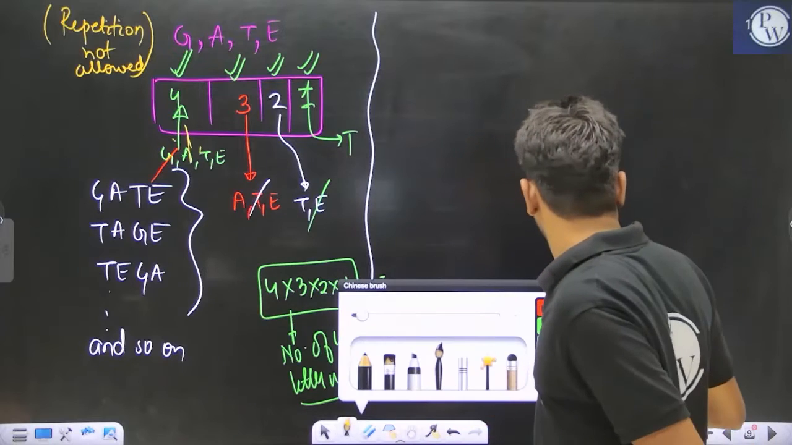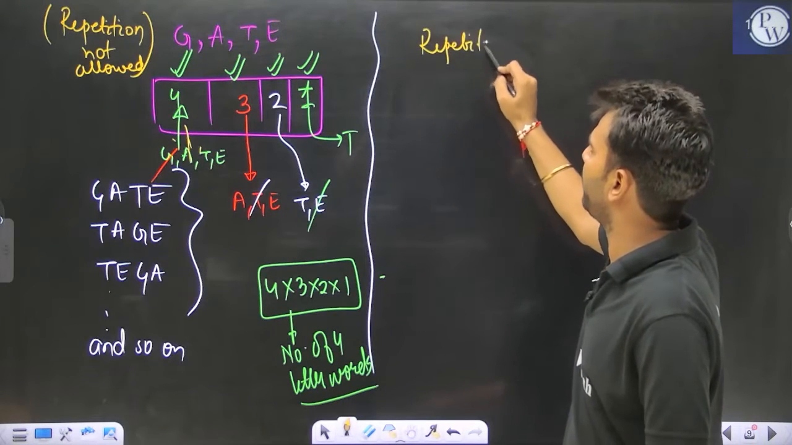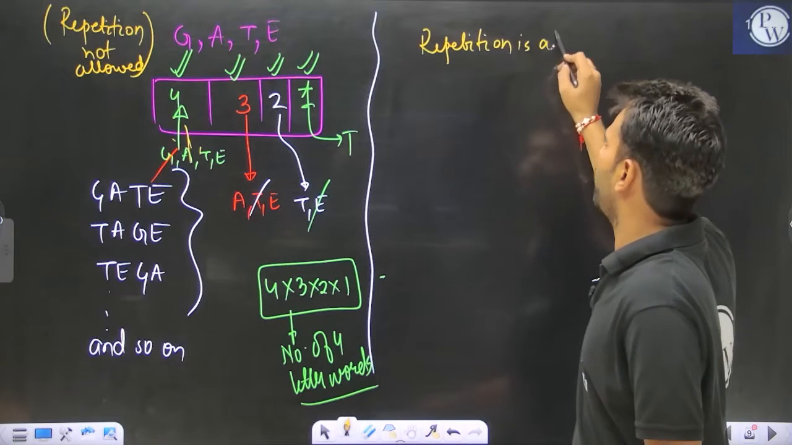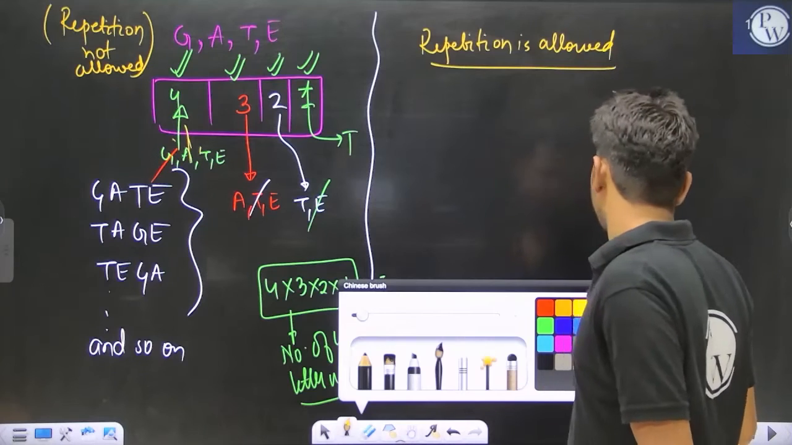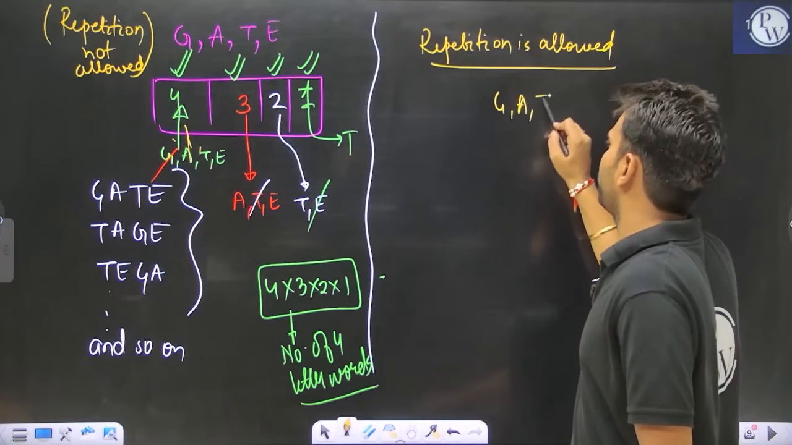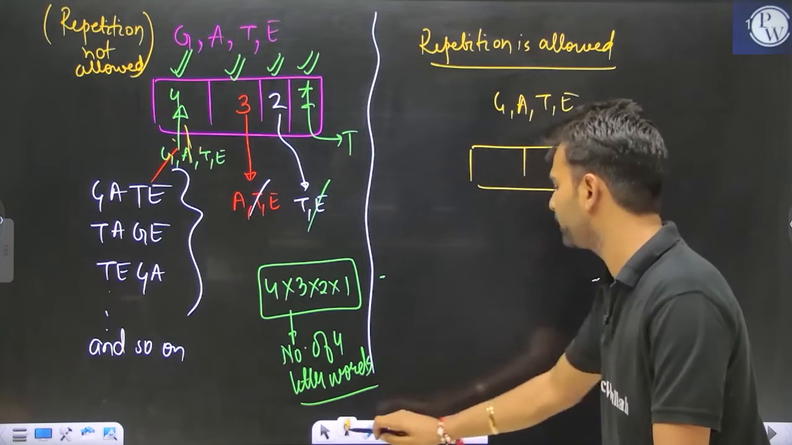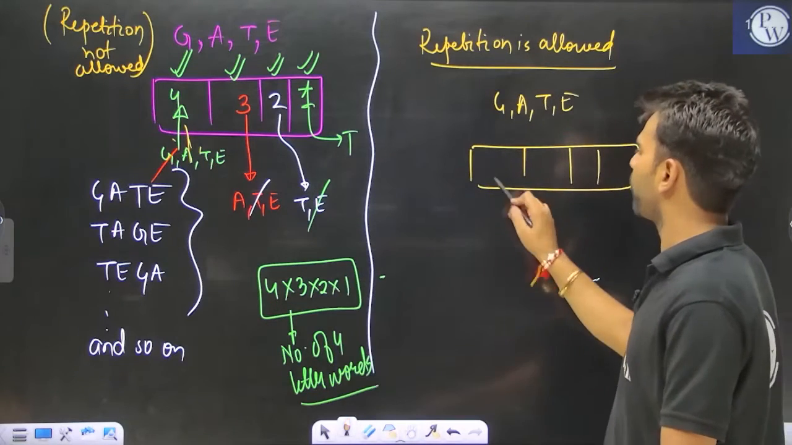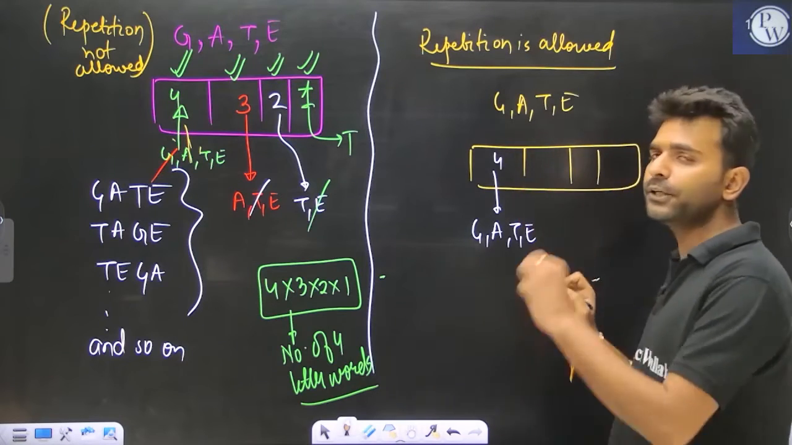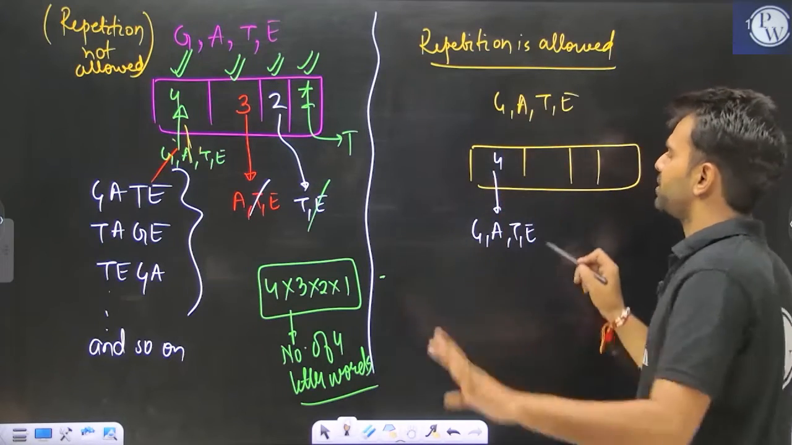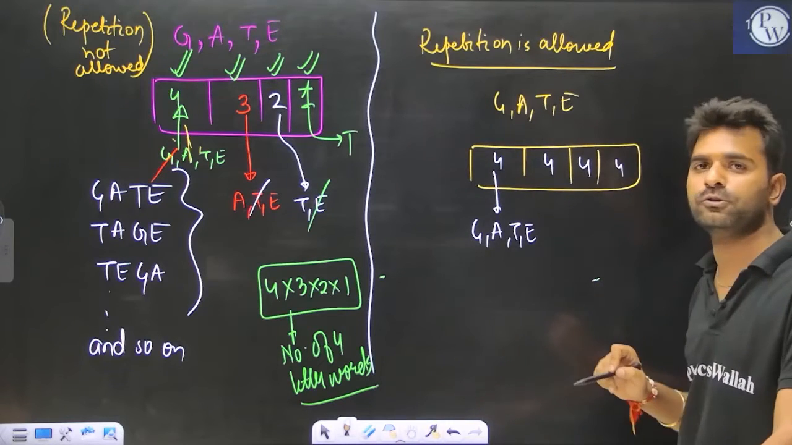In case the repetition is allowed, let's say you are given G, A, T, E and you have to form a 4 letter word. In that case, if repetition is allowed, then this place can be filled in 4 ways, G, A, T, E. Anything you have filled, it does not matter because repetition is allowed. So this place can also be filled in 4 ways, this place can also be filled in 4 ways, this can also be filled in 4 ways.